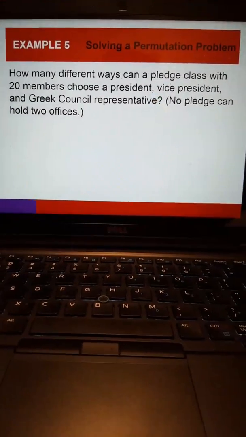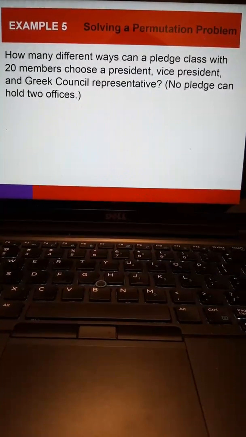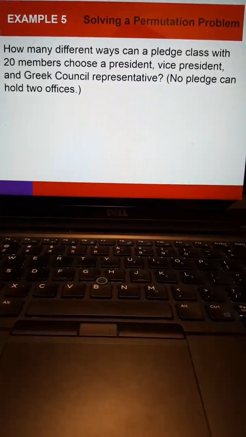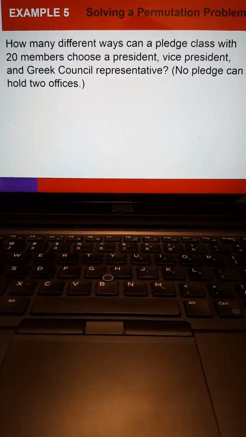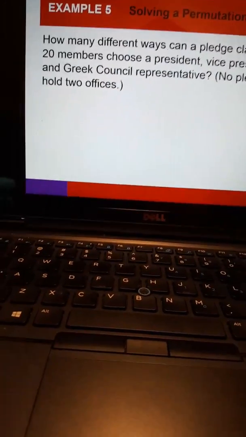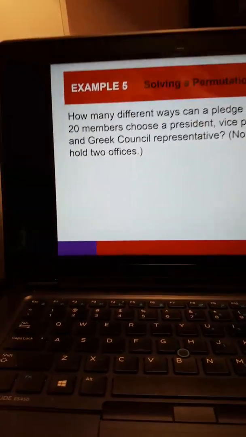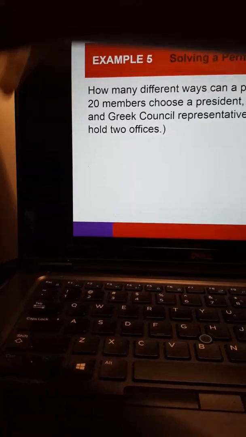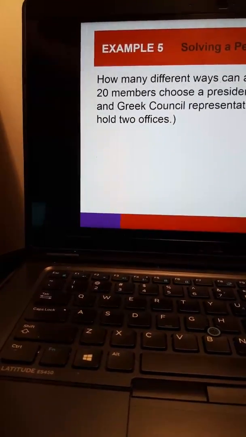Okay. So our next example says, how many different ways can a pledge class with 20 members choose a president, vice president, and Greek council representative? No pledge can have 2 offices. So that means out of 20 people, there are 3 positions: president, vice president, and Greek council. Everybody else is just a normal member. Because they only care about those 3 positions, we only worry about 3 positions.